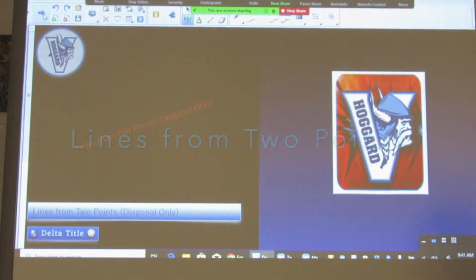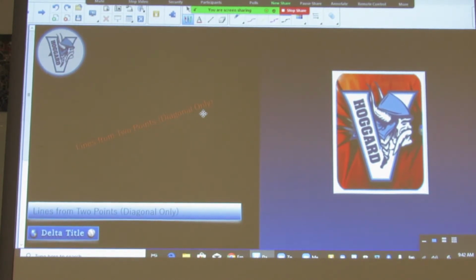Finding the equation of a line from 2 points. This particular assignment says diagonals only, which means we're not going to have any vertical lines or any horizontal lines. In other words, we won't have any zero slopes, and we won't have any undefined slopes.